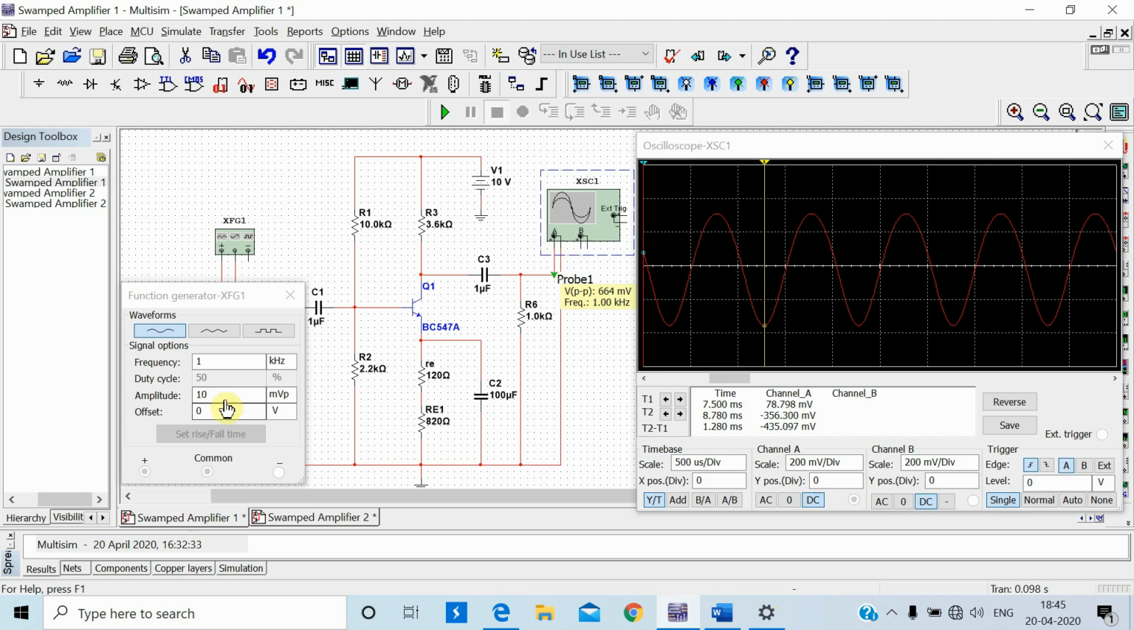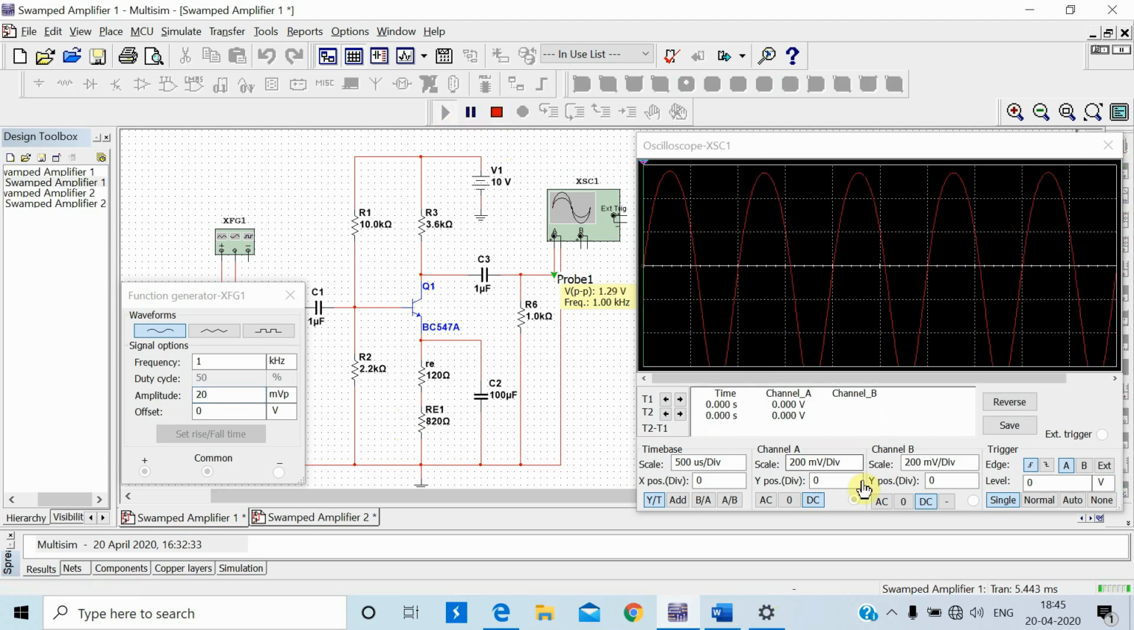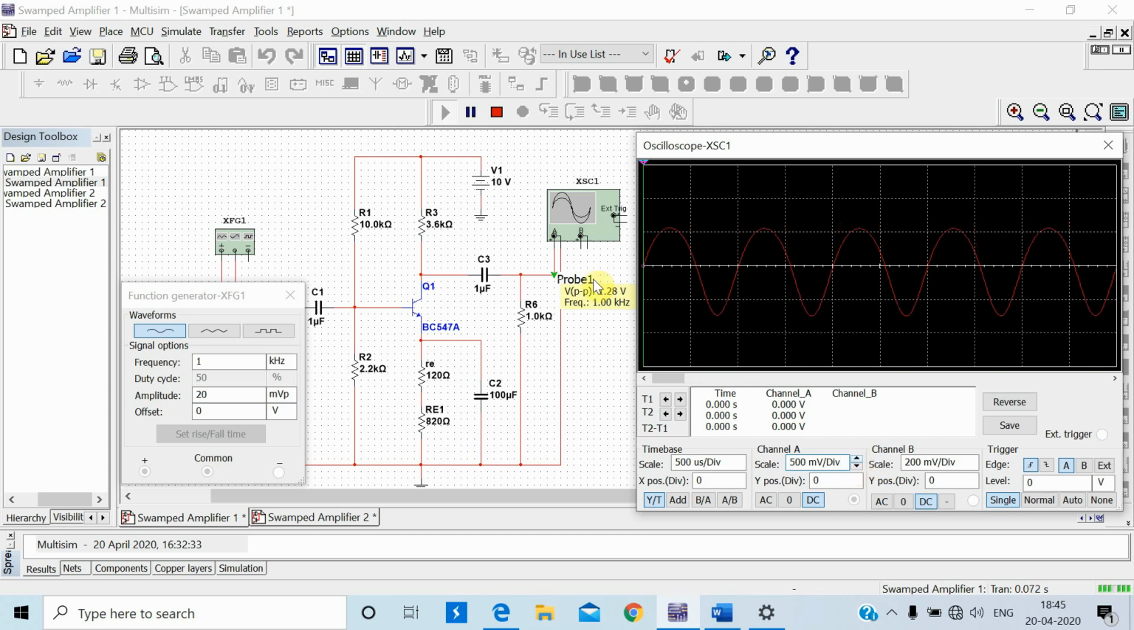In the first circuit, instead of 10 millivolt, let me set 20. Now click on the run button. So you can observe here, as it is not accommodated in the screen, so let us change the scaling. Okay, now stop the simulation. Then after a few cycles, let us take the readings.